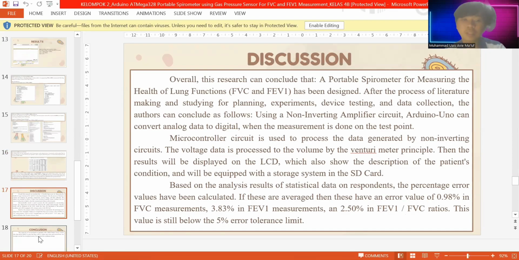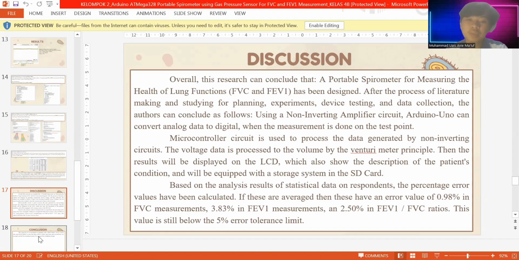Discussion. Overall, this research can be done. A portable spirometer for measuring the quality of lung function has been designed after the process of literature study, planning experiments, device testing, and data collection. The author used a non-inverting amplifier circuit, and Arduino Uno can convert analog data to digital when the measurement is done on the test point. The microcontroller circuit uses two processes. The data generated by the non-inverting circuit.